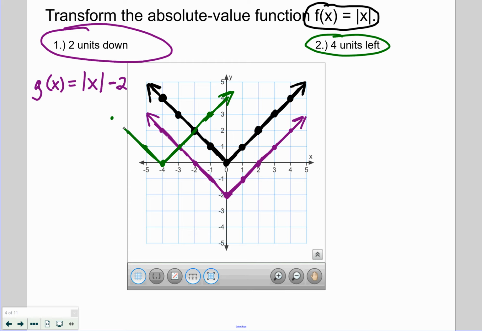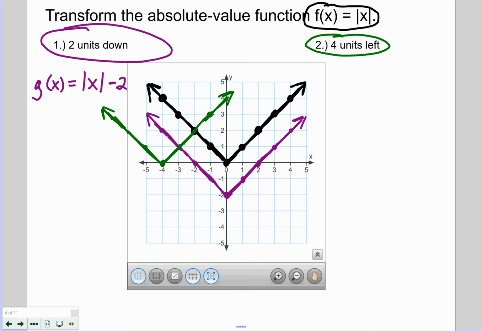Now, the key thing about all 3 of these V's, you should notice, is that they all should look exactly the same, but just in a different location. All right, I know the green one for me looks a little different, so I couldn't go all the way up, so I'd run into that purple function.